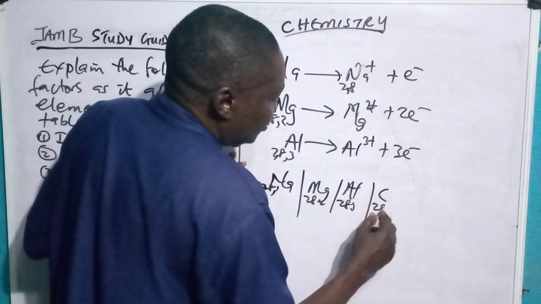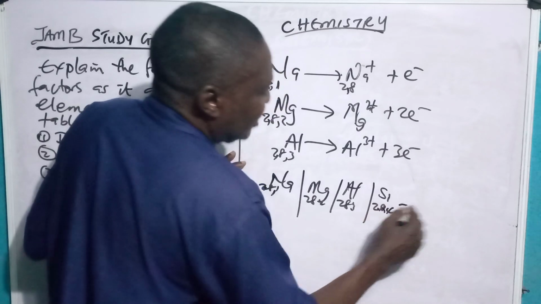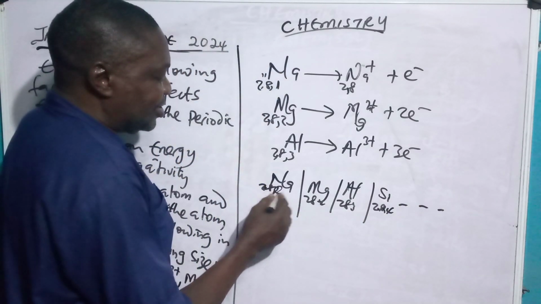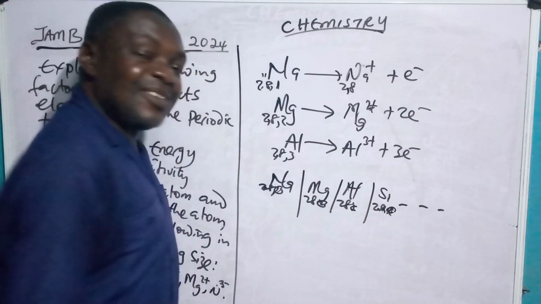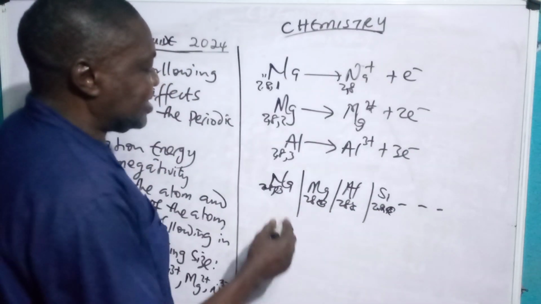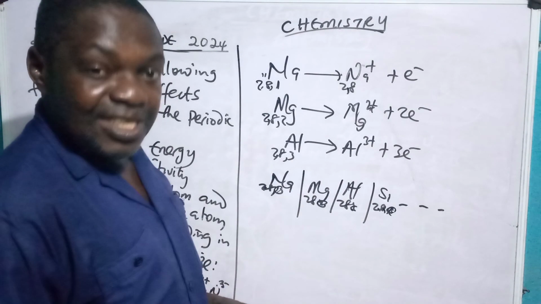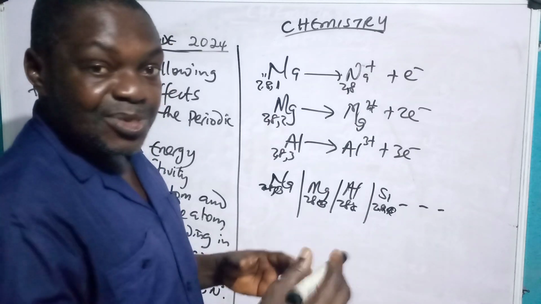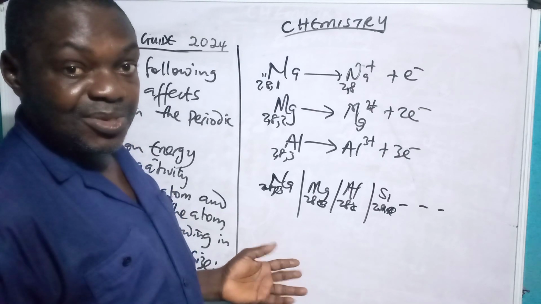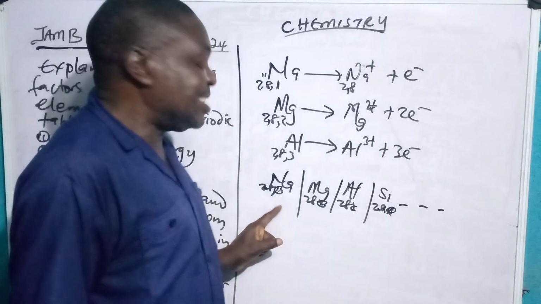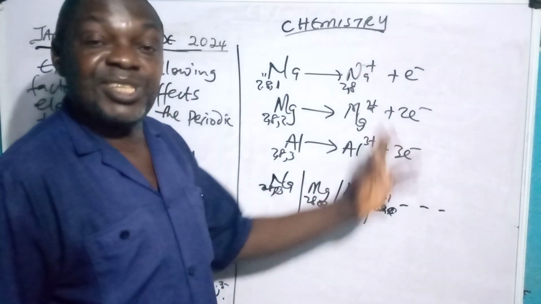You have silicon, 2, 8, 4, and so on and so forth. So to remove 1 electron is not easy, talk less of removing 2, removing 3, removing 4. So ionization energy increases from left to right, because we are dealing with more electrons added to one shell. It's difficult. As you are removing more electrons, the energy becomes more and more. You need more energy to remove electrons. Don't forget, ionization energy increases from left to right.